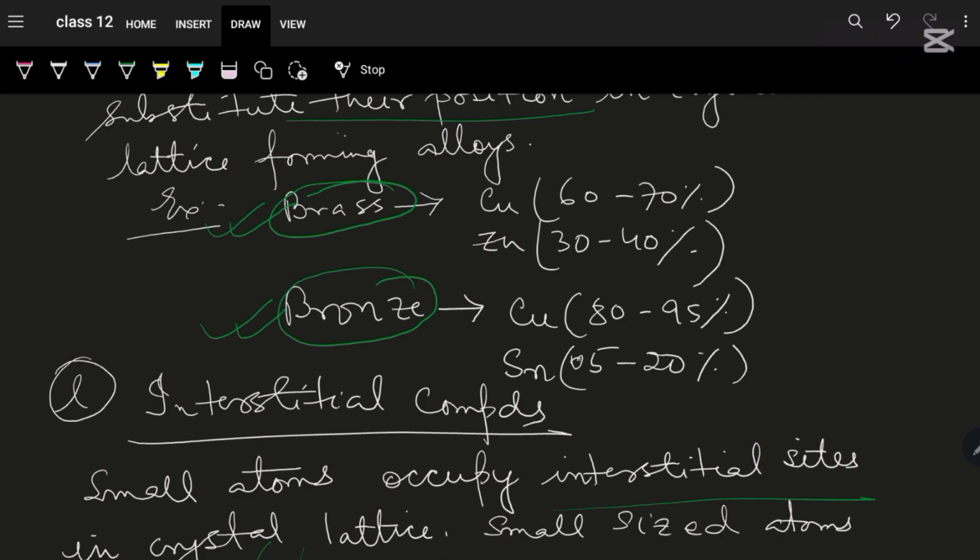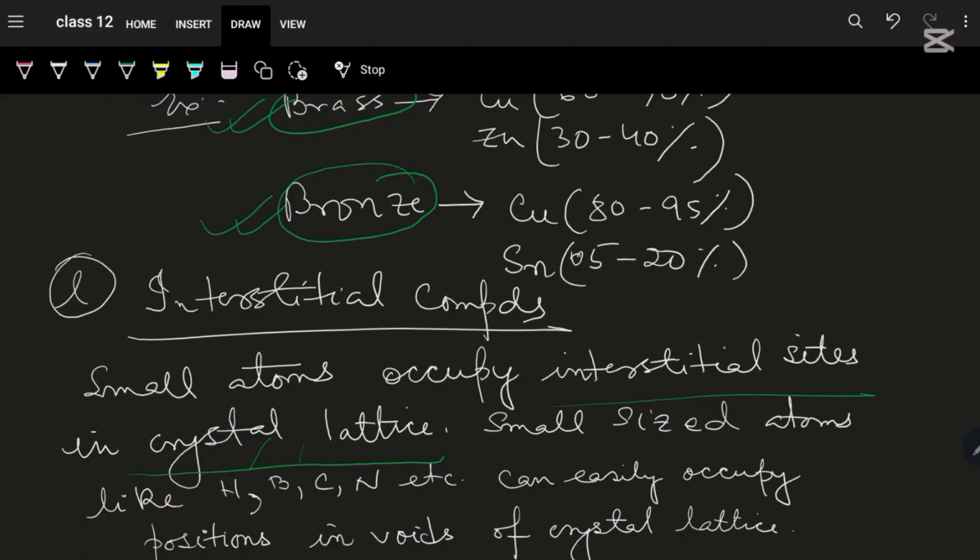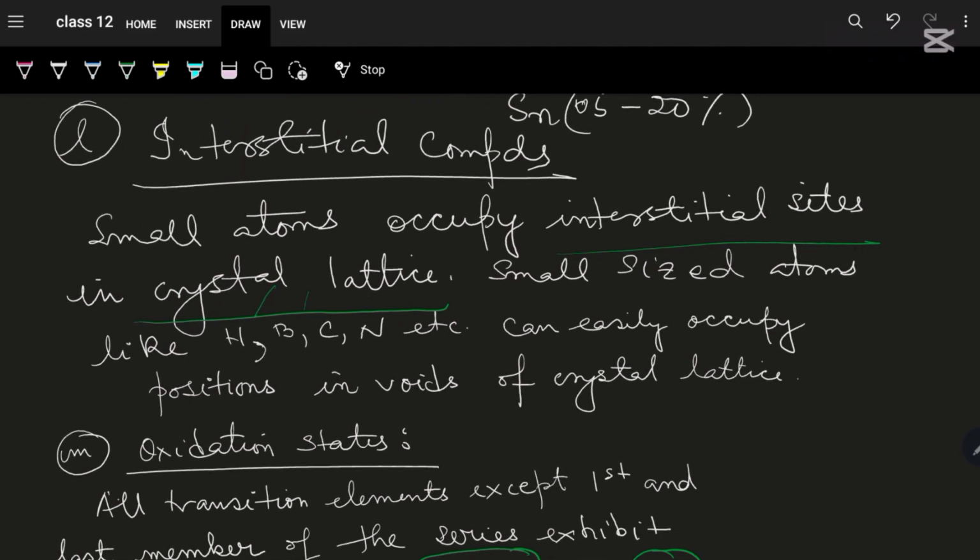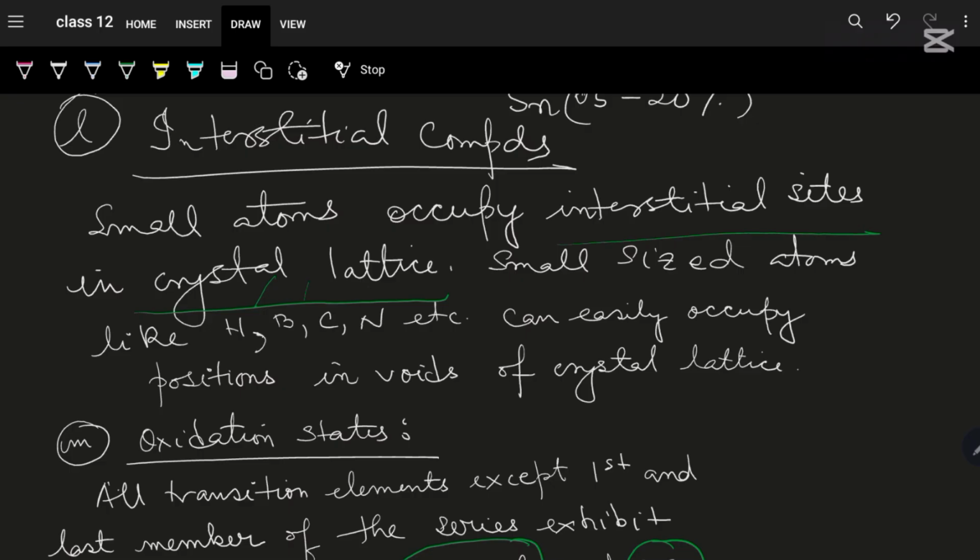Brass has copper of composition 60 to 70% and zinc with a composition of 30 to 40%. Bronze mostly has copper of 80 to 95% and tin 5 to 20%. Next, the transition elements form interstitial compounds. Why? Because the small atoms occupy the interstitial sites in the crystal lattice.